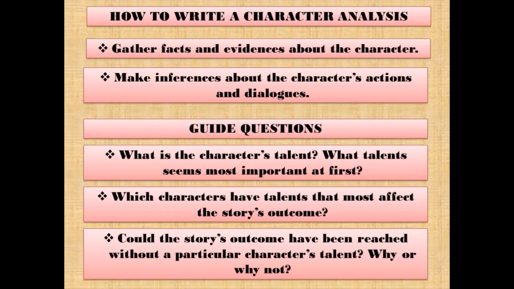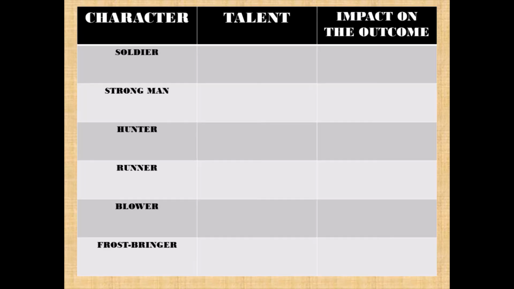For an example, the runner in the story. Do you think the soldier or the main character will achieve his goal without the runner? Why or why not? Before you construct your character analysis, you have to fill these columns first. This will help you choose one character coming from the story.